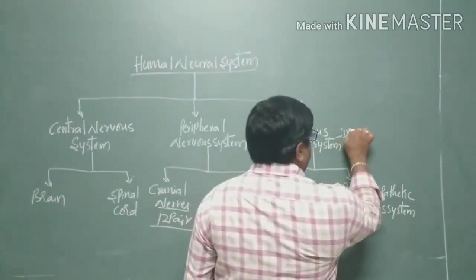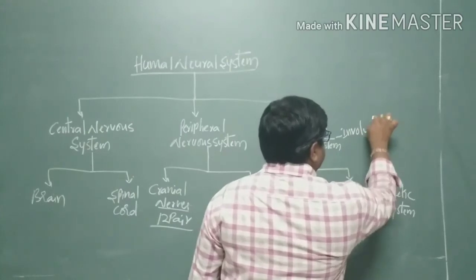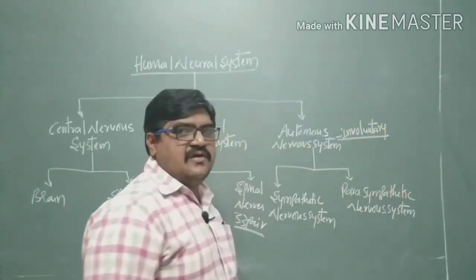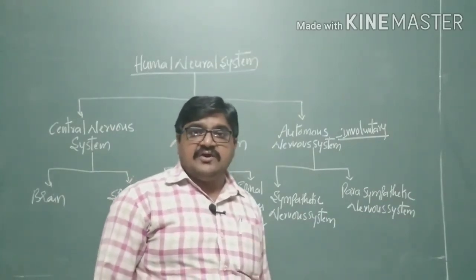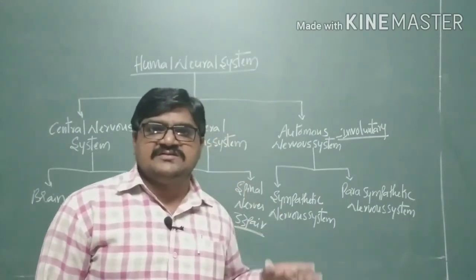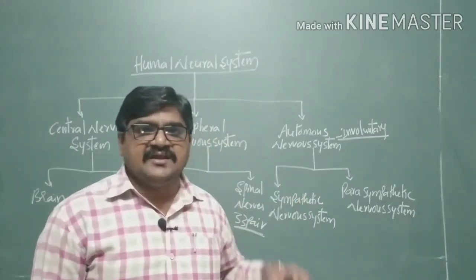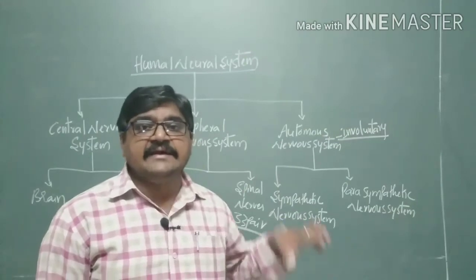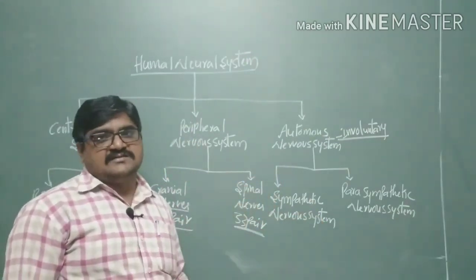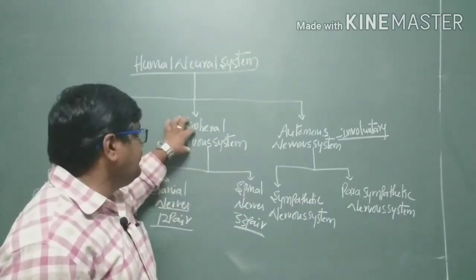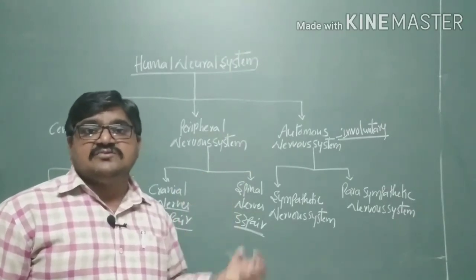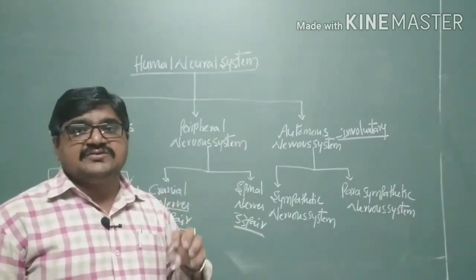Involuntary means these are not under the control of the brain, so they are called involuntary, where these are connected with smooth muscles. They are not under the control of the brain or central nervous system. But in the peripheral nervous system, information passes from the central nervous system to the muscles or tissues.